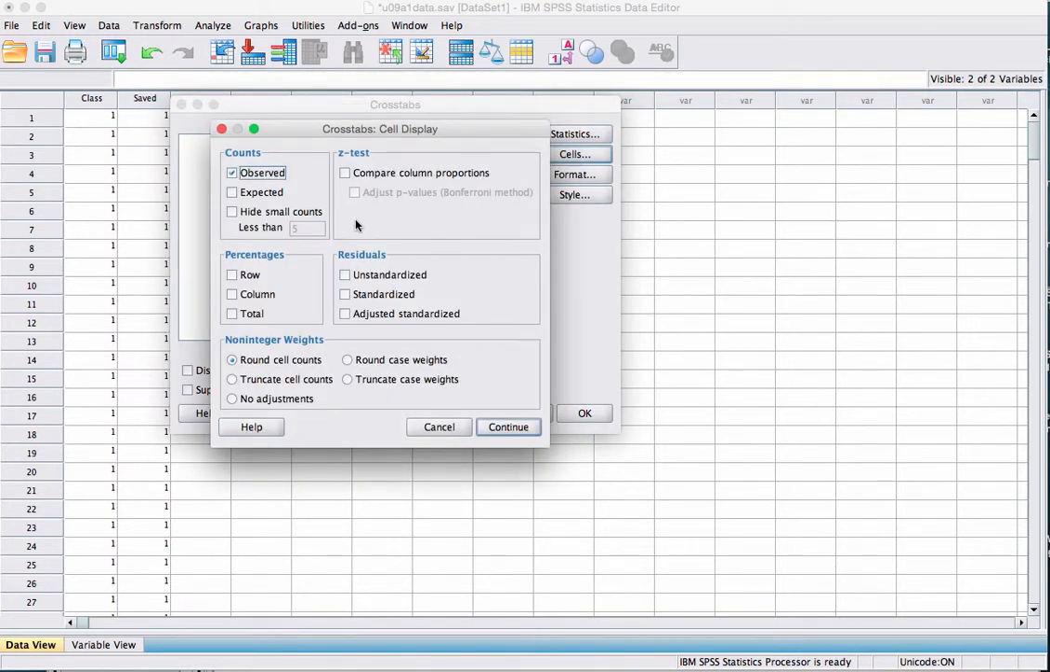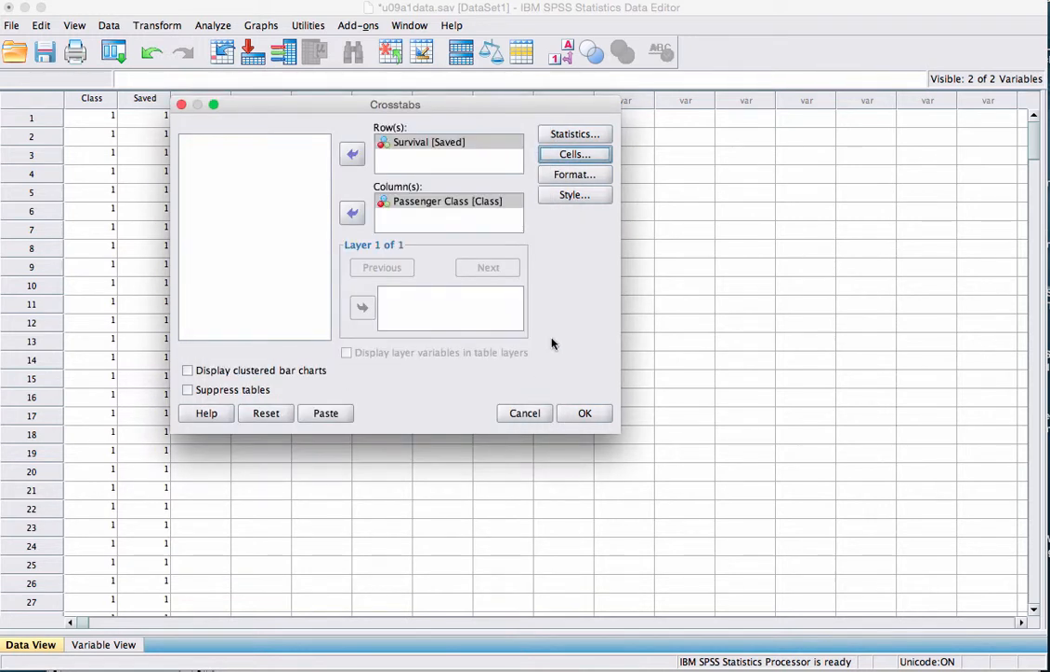And then for the cells, it's interesting to get the row percentages and the column percentages and then the total. And so these particular pieces of information can also help you to understand the proportions of women who survived or did not survive by the class. And then we can go OK.